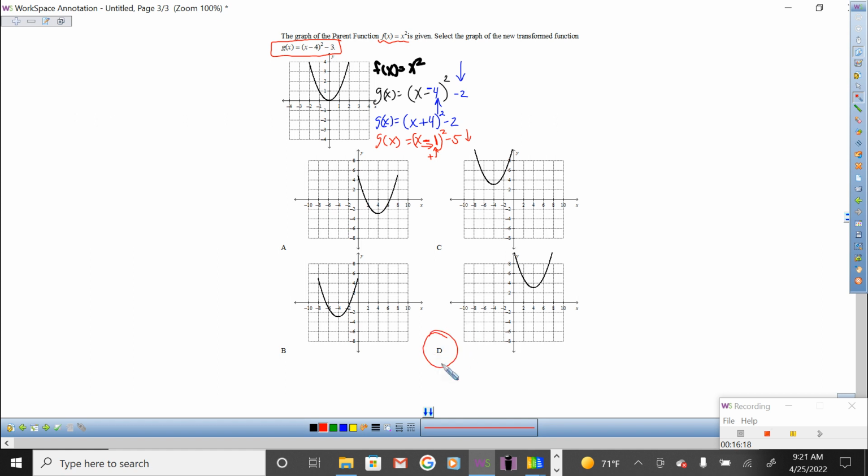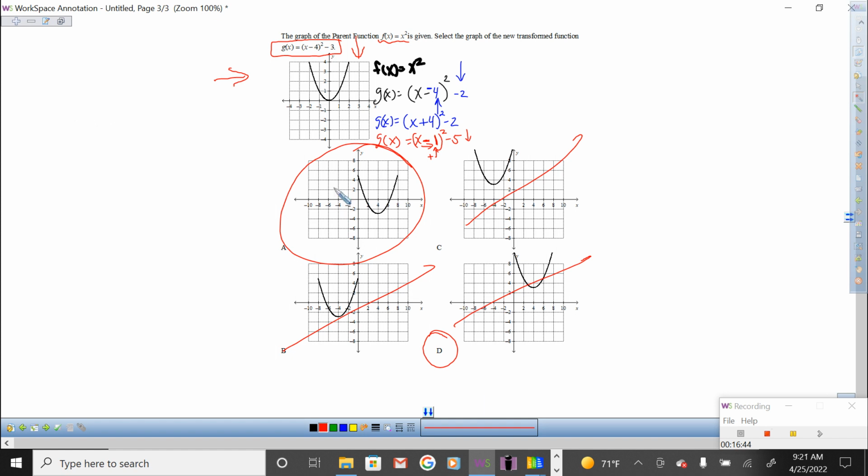And if you selected D, let's see. This says 4 to the right, because it's a positive 4 that's substituted in there, and 3 down. So, which one went 4 to the right and 3 down? Not this one. 4 to the right, no, not this one, not that one. 4 to the right is A. Hands if you got A. That is correct.